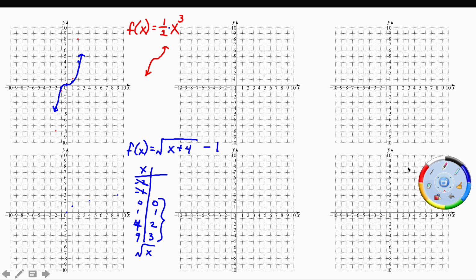So I need these points, except I'm going to move everyone left 4, opposite direction when it's inside with the x, and down 1. So I'm going to take this point and I'm going to go back 1, 2, 3, 4, and down 1. This one's going to go back 1, 2, 3, 4, and down 1. And then there's my graph. It's the exact same shape, except it's been slid back 4 and down 1.